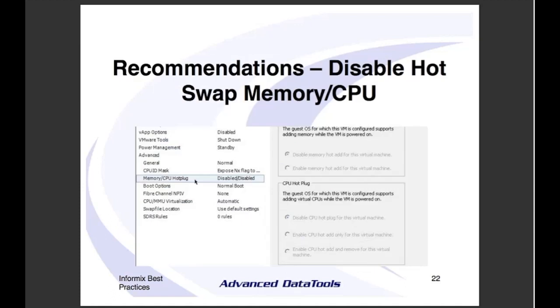You want to disable hot memory CPU swapping. This tells the VM, particularly if you have multiple VMs on this box. I don't think it really made a big difference here because we only had one VM. But this keeps the VM from moving memory around and keeps it very, very fixed for you. So on your production systems, you want to go in and do this.